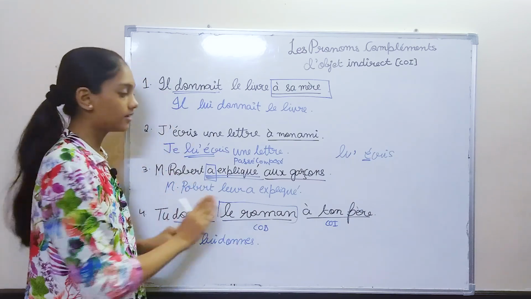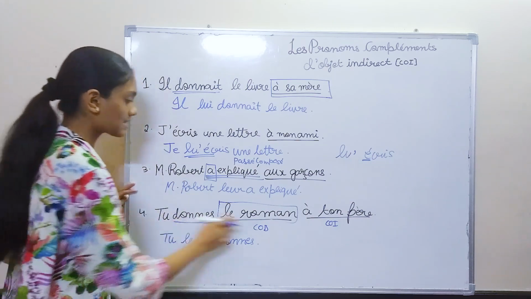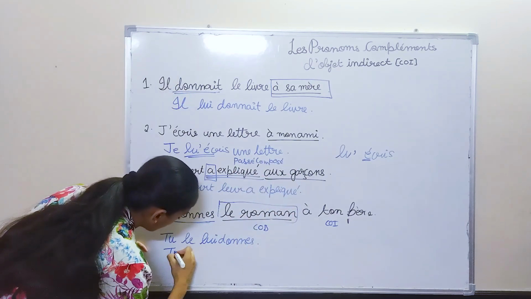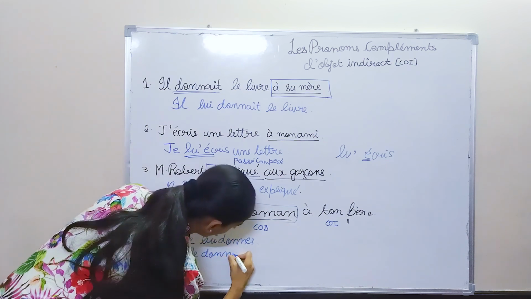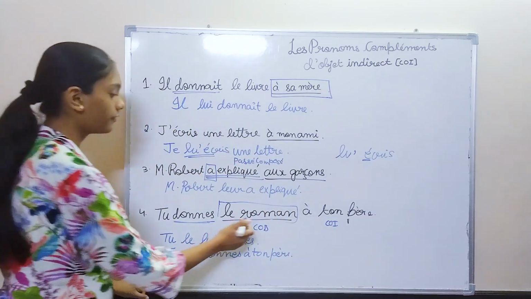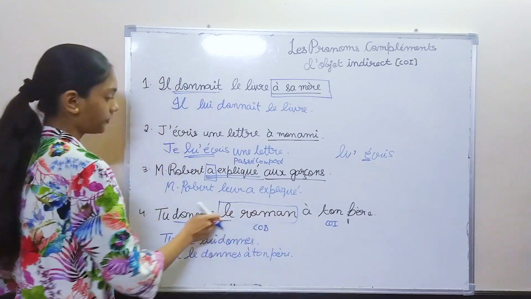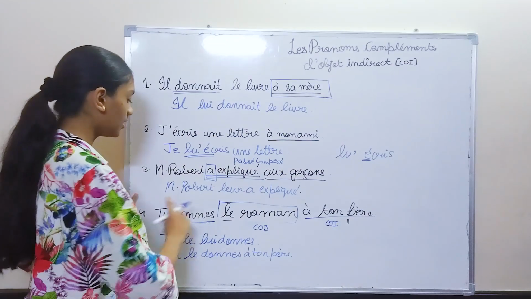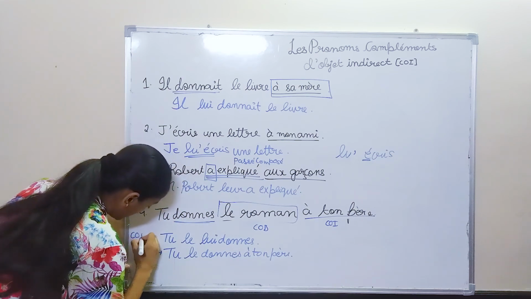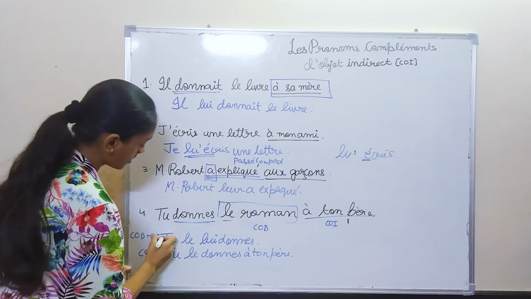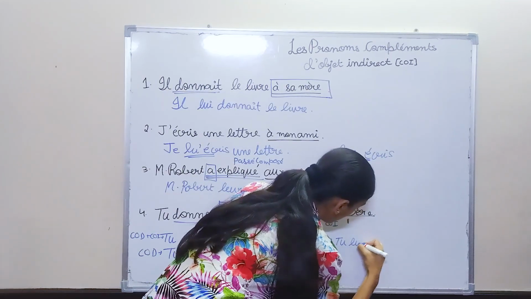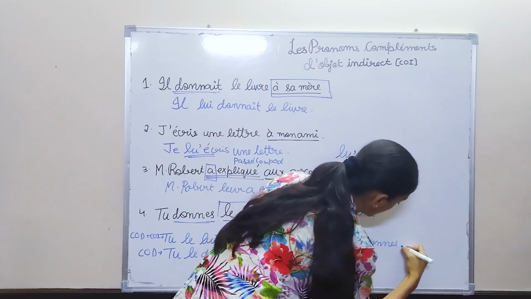Now this sentence can be given in two more ways. Either you have only COD and not à ton père. So what will be the answer in that case? Like à ton père is not underlined over here. Tu donnes le roman à ton père. So it becomes tu le donnes à ton père. This will be the answer if only le roman is underlined. Now if à ton père is underlined, then you will use COI. This was COD. This was COD plus COI. And if only COI, then it is tu lui donnes le roman.